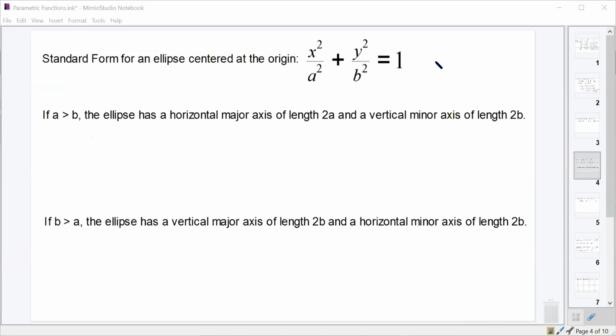Hopefully very familiar, but if not, this is what it should look like. This is your standard form for an ellipse. You should know this also. X squared over a squared plus y squared over b squared equals 1.